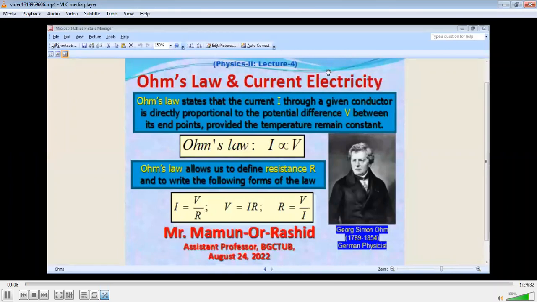Today we will discuss actually the very important laws of physics, Ohm's law and current electricity. In different ways, we will define current electricity here. And with this, we will also discuss some real life examples connecting to current electricity. In our previous lecture, we studied static electricity. Now, today we will discuss current electricity.